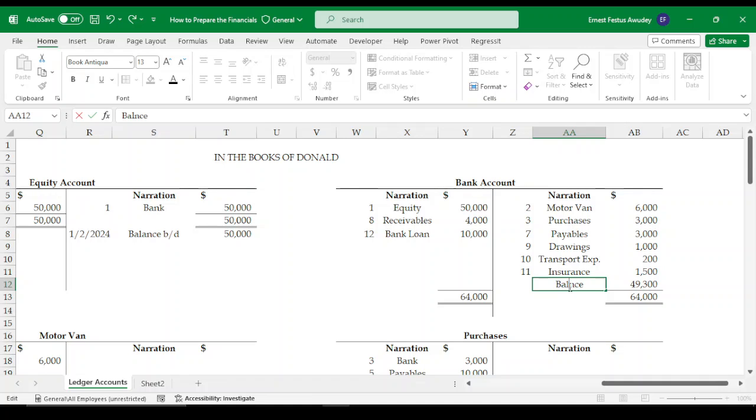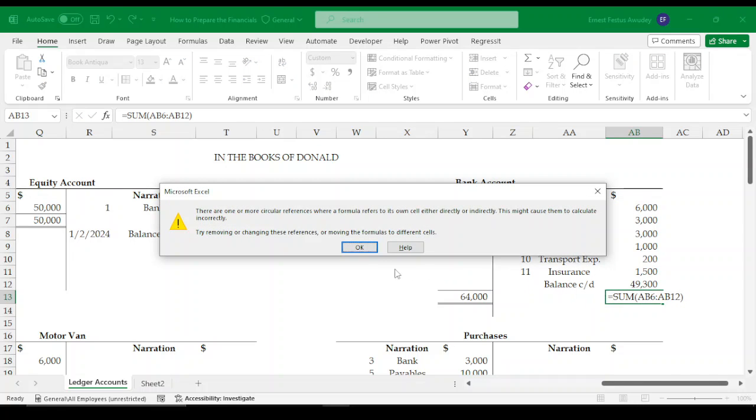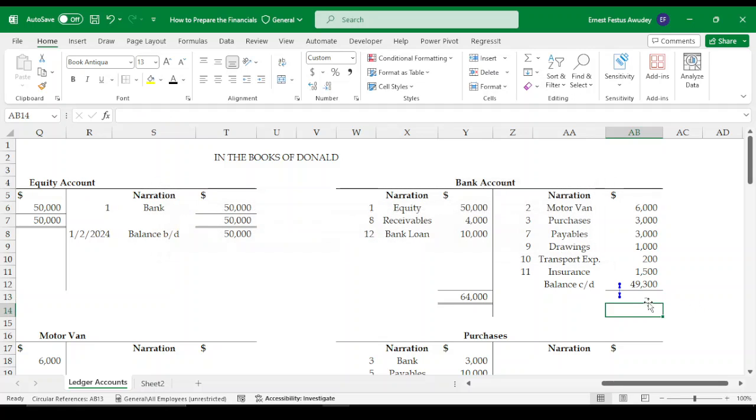So sorry, it's going to be balance carried, so balance carried down there. All right, so that when I come here and I do alt equals, which is now summing everything for me, I'll still have my 64,000. So this is a circular reference issue. So let me just cancel that. So I'll just undo that.